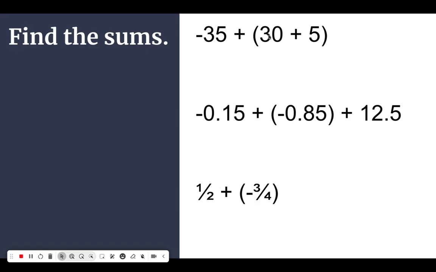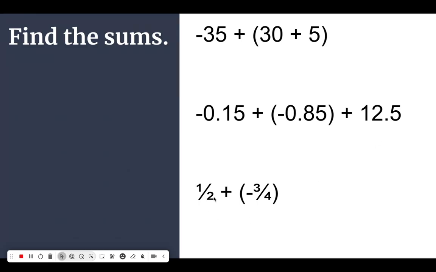Okay, so what I would do here is 30 plus 5 is 35, and then negative 35 and positive 35 makes 0. On this one, I would add together negative 0.15 and negative 0.85, and I would get 1 whole, because 0.15 and 0.85 equals 1. So it would be negative 1 whole. So this is negative 1 plus 12.5, so then that would be positive 11.5.